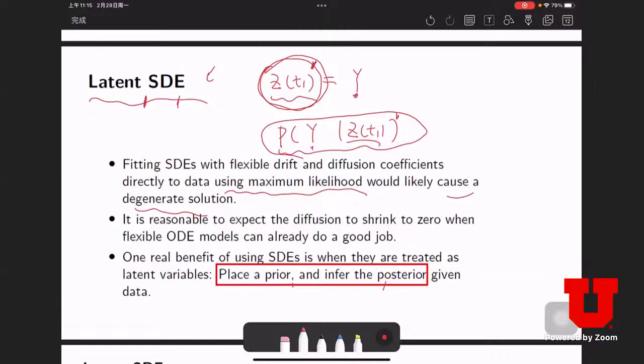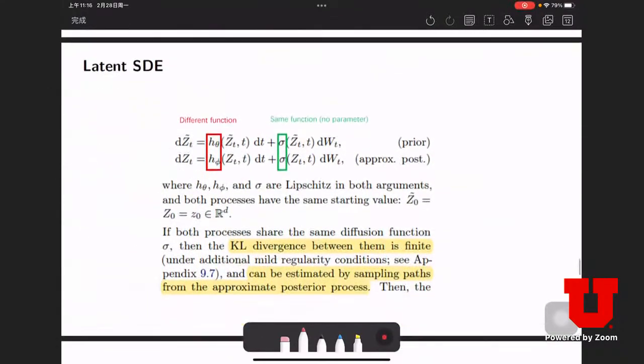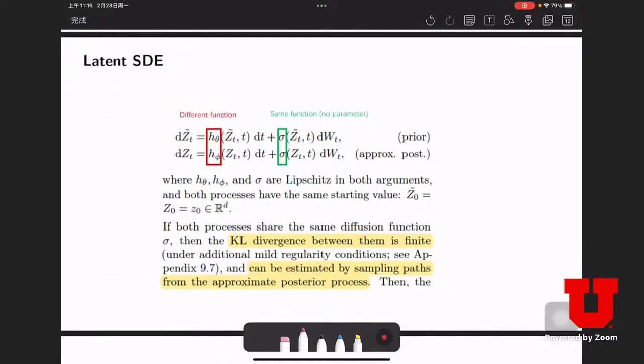But the tricky thing is how to place a prior and infer the posterior. In the next slides, these things are not very natural to me, but you are free to post suggestions. It is the way they pose the prior and the approximate posterior. Usually when talking about Bayesian methods, we put the prior and approximate posterior on some variables, on some weights or something. But here, what they define is a process. They put a prior on a process. Remember, here is the prior. And then we define the posterior also as a process. What's the difference between these two processes?